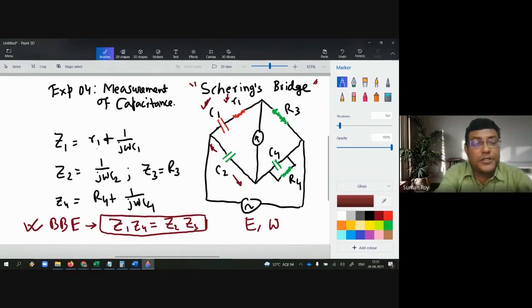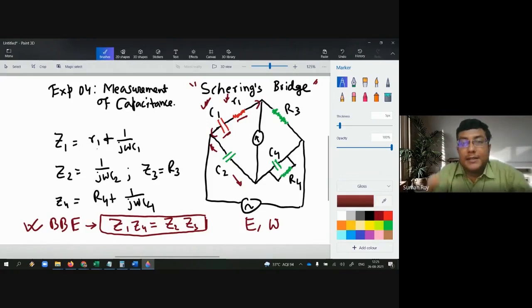First of all, if you consider the first arm of this bridge, the impedance can be calculated as R1 plus 1 by j omega C1. Why? Because the impedance due to the resistance R1 is, as you know, only R1, but the impedance due to the capacitance will be 1 by j omega C1, correct? And since they are connected in series, we can use R1 plus 1 by j omega C1.